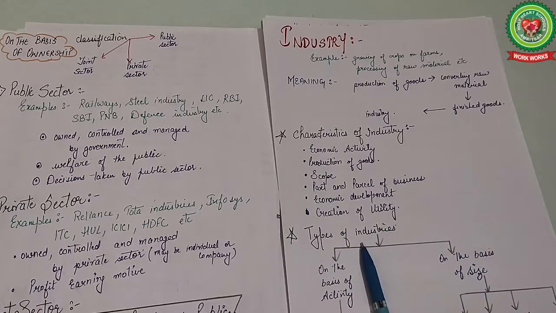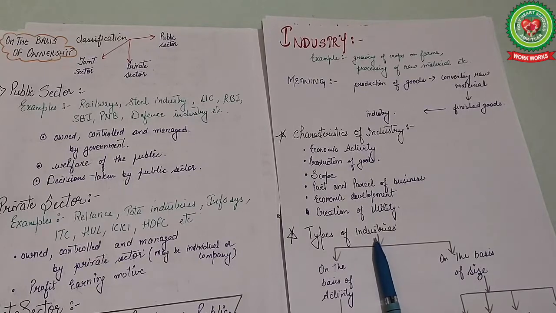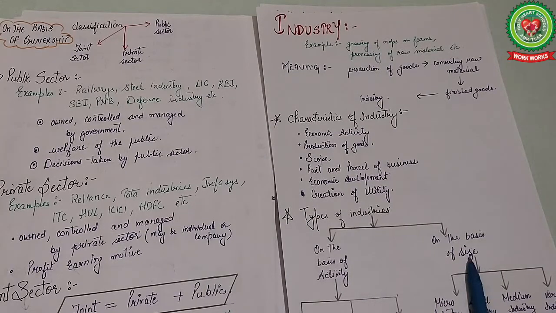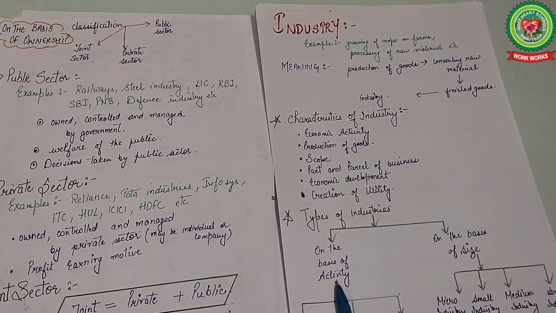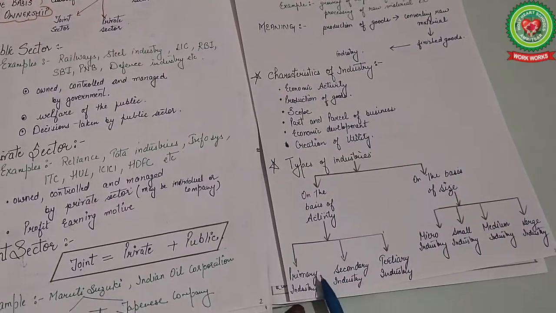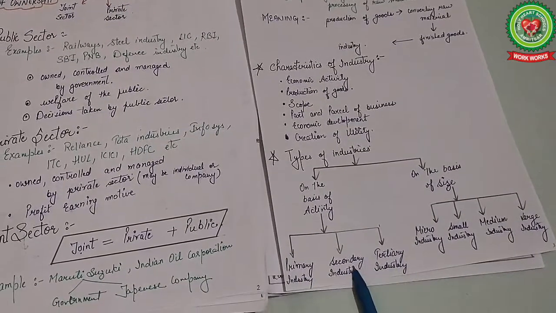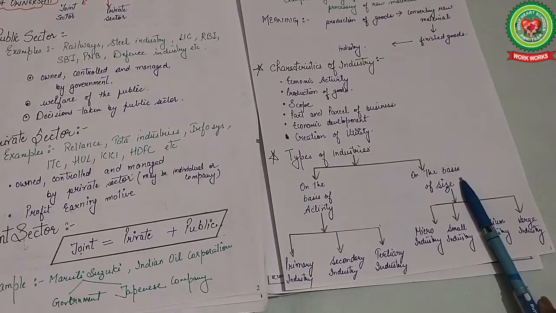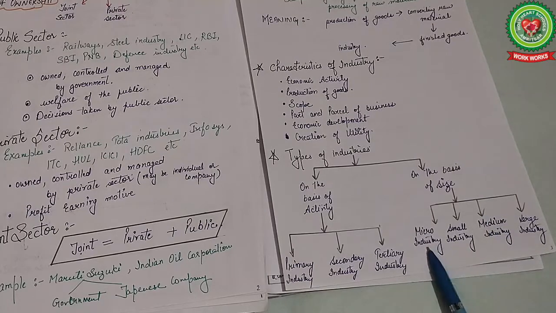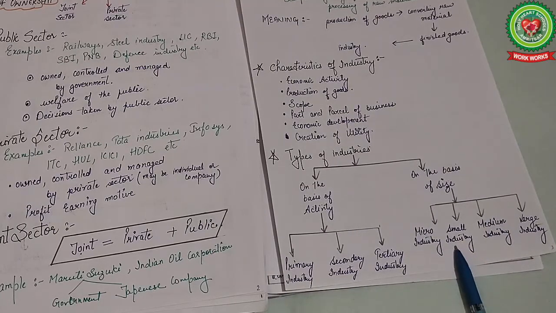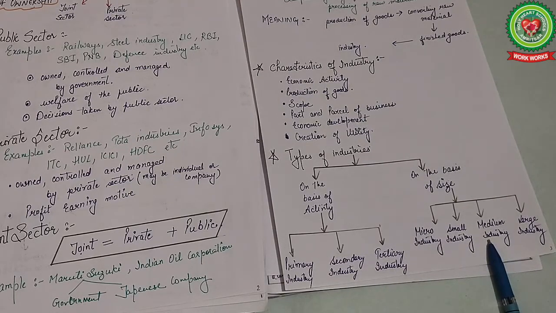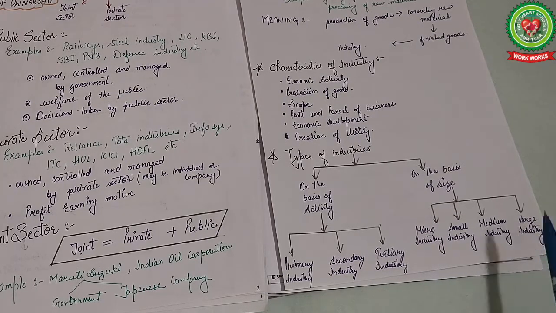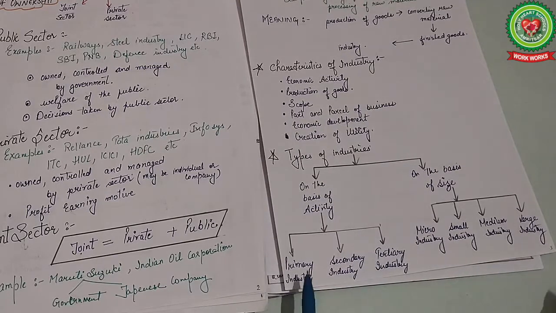Next is the types of industries. Types of industries are of two kinds: on the basis of activity and on the basis of size. On the basis of activity, there are three types of industries that prevail in the society: primary industry, secondary industry and tertiary industry. On the basis of size, there are four types: first the micro industry, then small industry, after that medium industry, and then the large industry that works in the society.